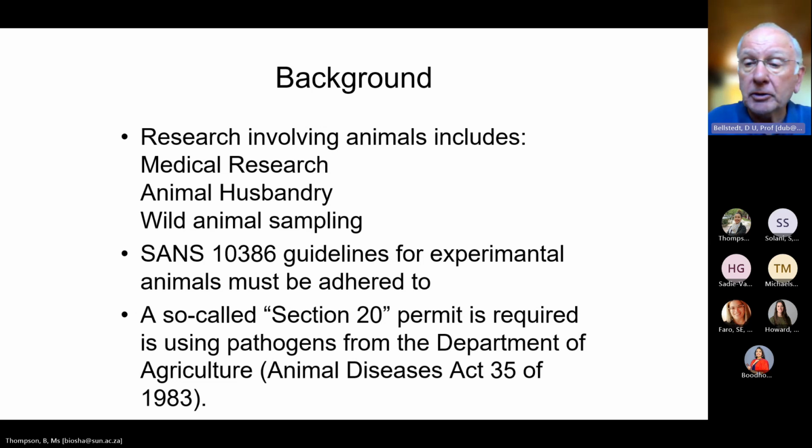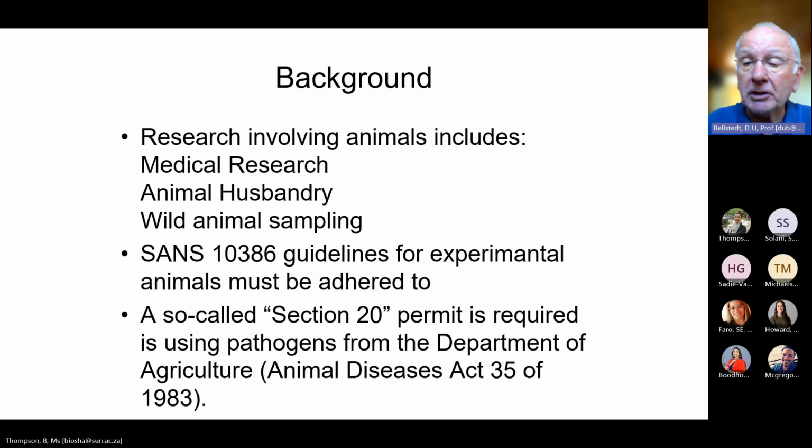And then if you're doing research on pathogens of animals, then you need to apply to the Department of Agriculture separately from our application for a so-called Section 20 permit. And again, the Division of Research Development, specifically the animal ethics staff, can give you guidance and assist you in how to approach such a Section 20 permit.